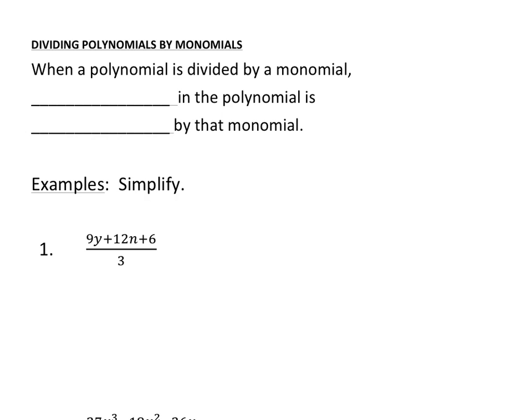So if you look at the beginning of your notes, we have something that we want to fill in just to kind of give you steps on what you need to do to solve these problems. It says when a polynomial is divided by a monomial, each term in the polynomial is, and you're going to have to add in this space here. It got left off when we ran the copies on the notes packet. So each term in the polynomial is divided by that monomial. Okay, so let's look at a couple of examples and you'll see how this works.